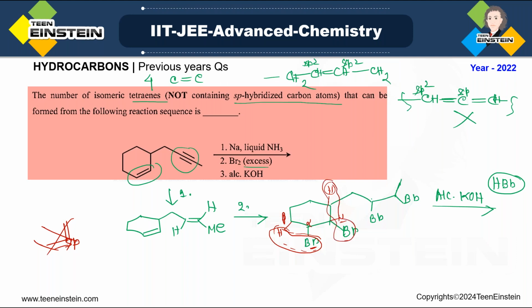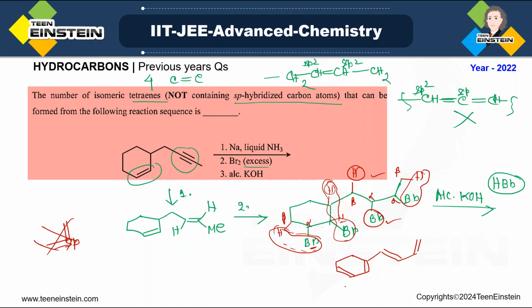Now come to this side, HBr. This is the beta position with respect to this, so remove these two together. And here also you have alpha and beta hydrogen. When you remove them, what are you getting? Double bond, double bond, double bond. Now the total is 4. This is the tetraene molecule, but the question is asking the number of isomeric tetraene.